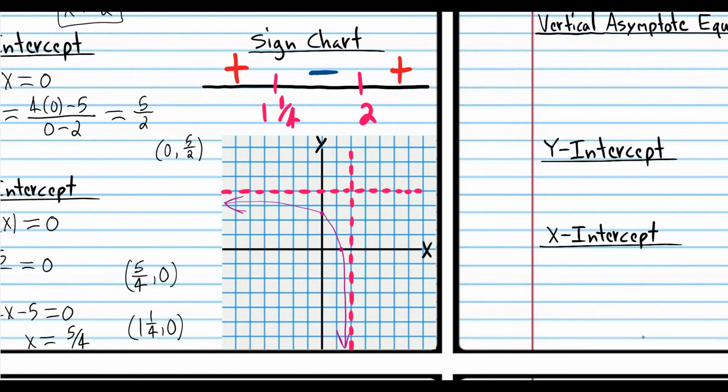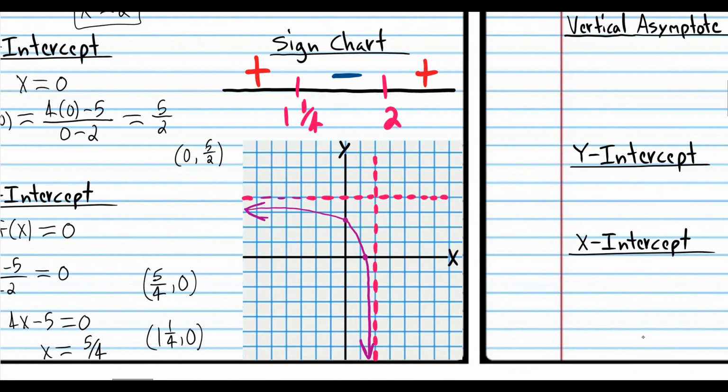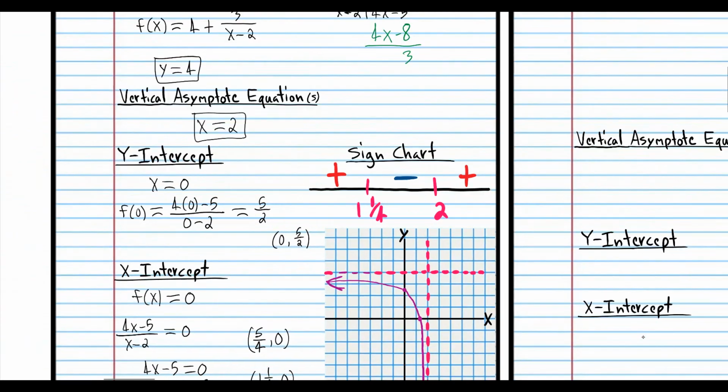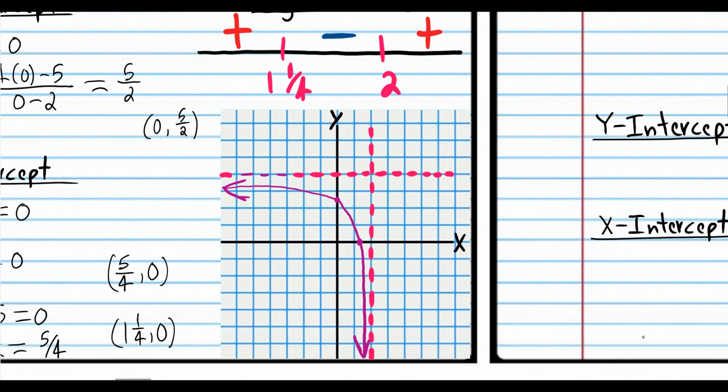Alright, and I'm going to try to make that a little thicker. And let's find another point up here. So let's plug in maybe 3 into our graph. It might be easier to use this expression. We get 7. So 1, 2, 3, 4, 5, 6, 7. So it's just barely on the graph.